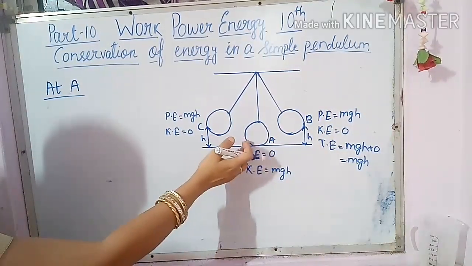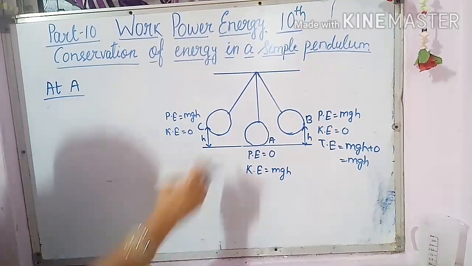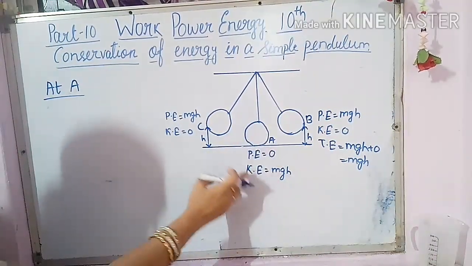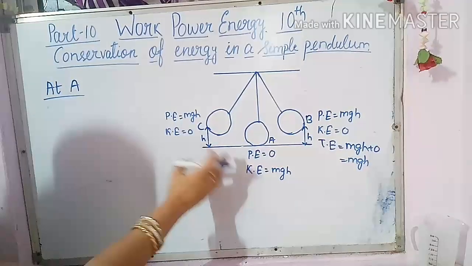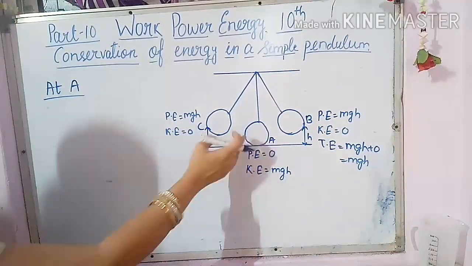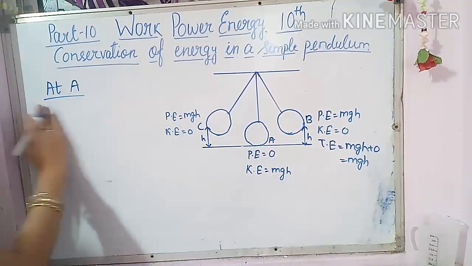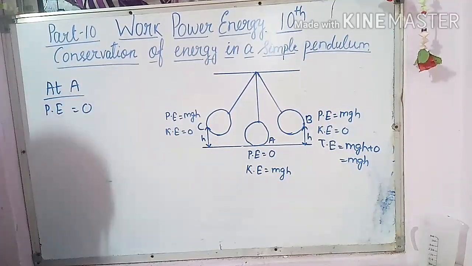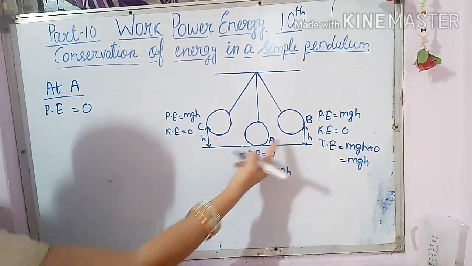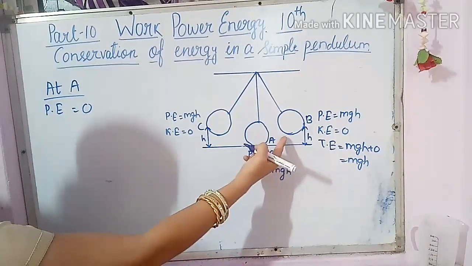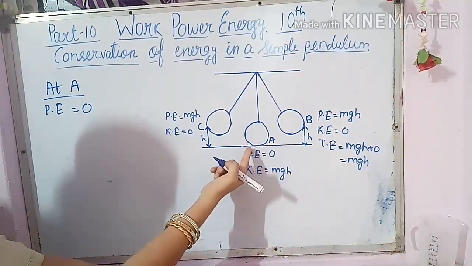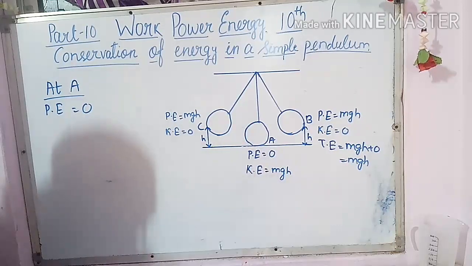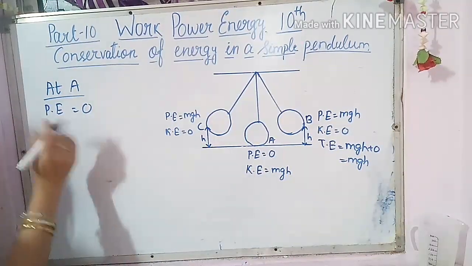Now calculate the potential energy and kinetic energy here. Here the potential energy is 0 and kinetic energy is maximum. So how will we calculate the kinetic energy here? As I told, the potential energy becomes 0. Now the velocity increases from here to here. As your initial velocity will be 0 and final velocity becomes v. So how will you write that one?